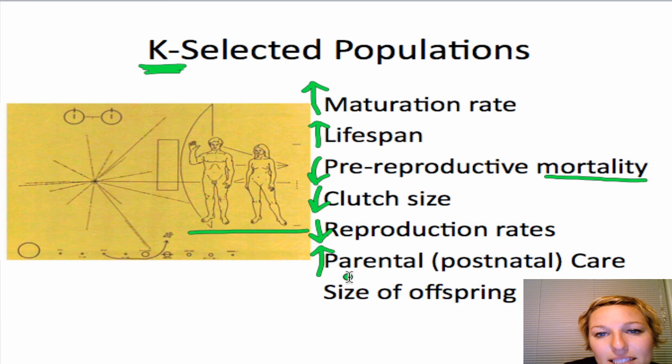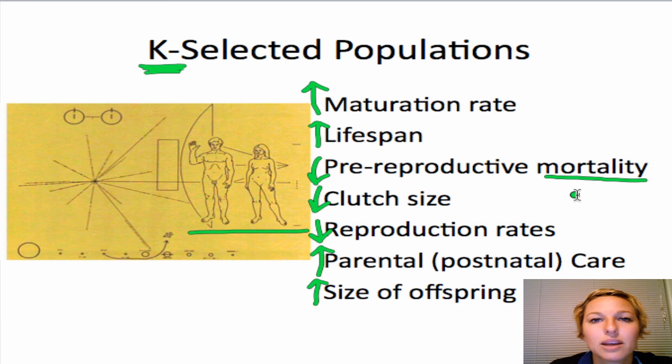And the size of our offspring is pretty big. So if you compare the size of offspring when it's born versus the size when it's a mature reproductive individual, our size is pretty large. So these are what K-selected populations all have in common. And we're an example, usually larger mammals are an example. So us, gorillas, elephants, etc., all K-selected populations.